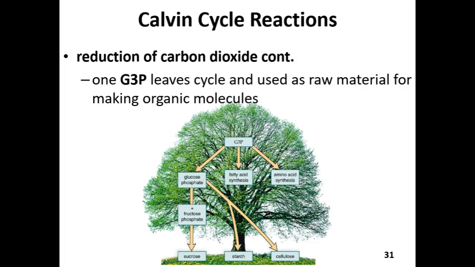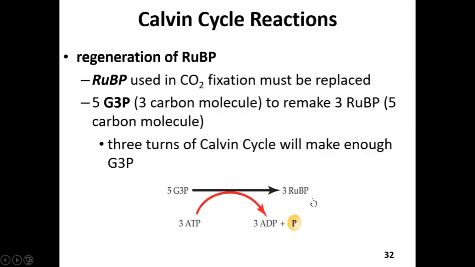Glyceraldehyde 3-phosphate, once we have them, we can use that to produce all kinds of molecules. We can use glyceraldehyde 3-phosphate in producing proteins, or in producing fats, or predominantly producing carbohydrates. And carbohydrates can then be used structurally, for storage, or as energy sources. But in this process, we have to regenerate RuBP. RuBP is a 5-carbon molecule.